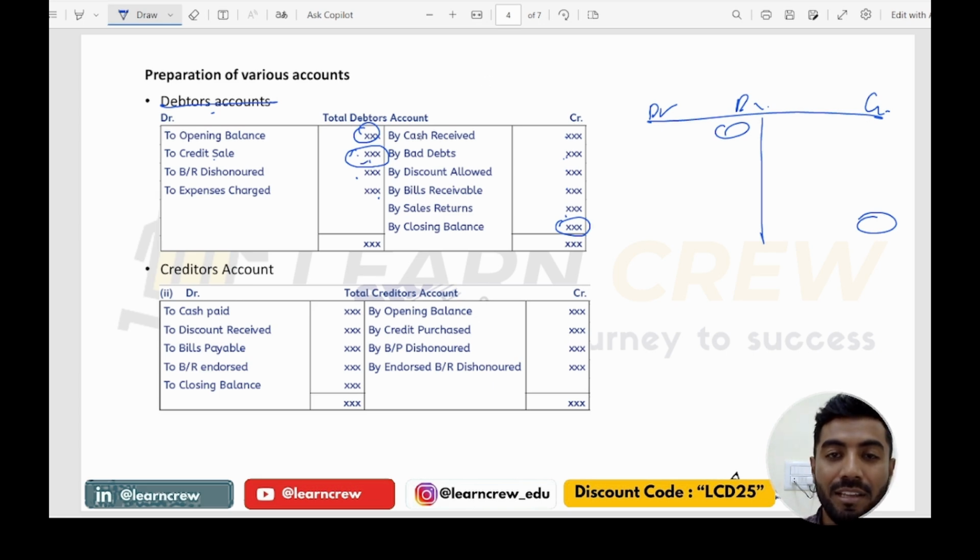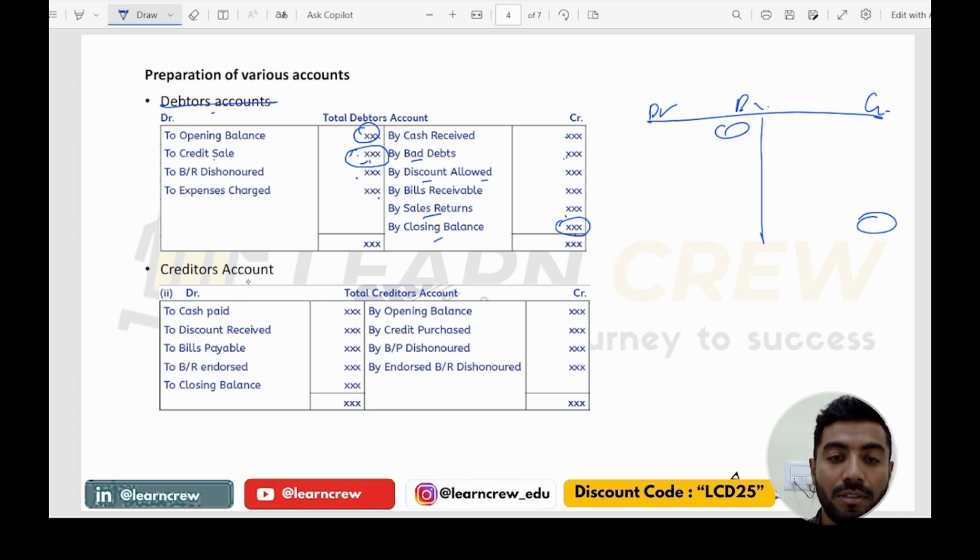So these are the items which might come in the debtors account: cash received, bad debts, discount allowed, bills receivable, sales returns and closing balance. Sometimes, if the opening or closing balance is not given, that might be the balancing figure. But generally the credit sales will be the balancing figure.